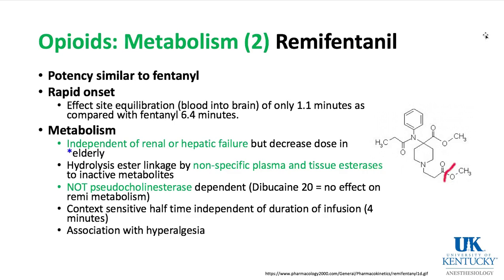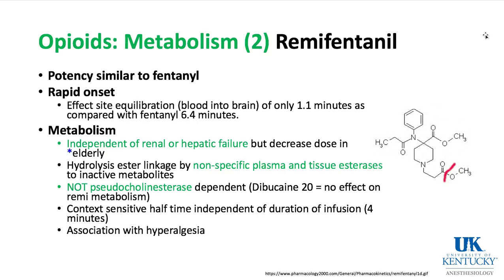Metabolism of remifentanil, another interesting metabolic opioid topic, because remifentanil is metabolized independent of renal or hepatic failure and is metabolized by nonspecific plasma and tissue esterases. So it doesn't need a kidney or a liver to break it down. It has a potency similar to fentanyl, about 100 times as potent as morphine. It has a little bit more rapid onset than fentanyl. Its effect site equilibration is about 1.1 minutes, fentanyl about 6.4 minutes.